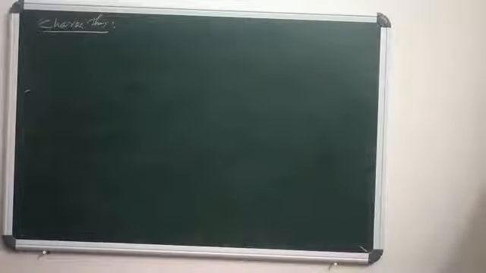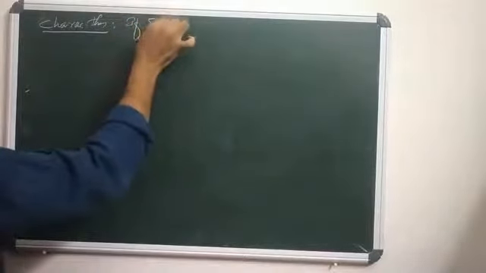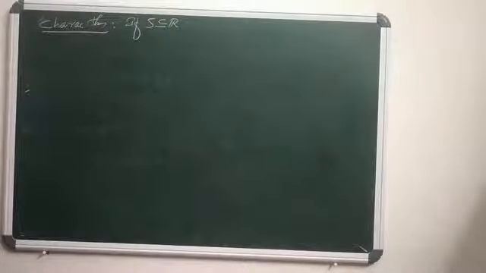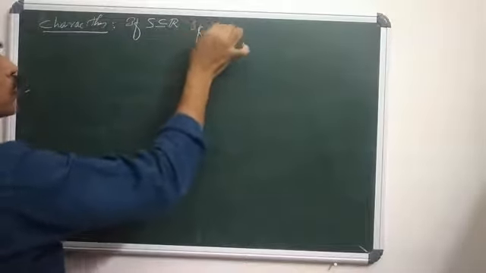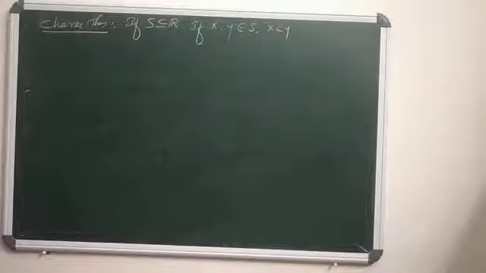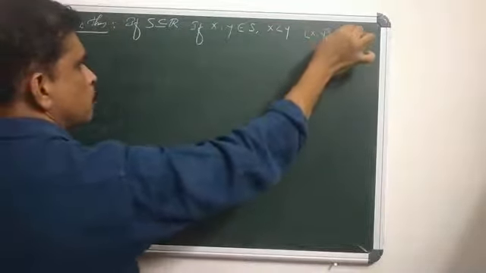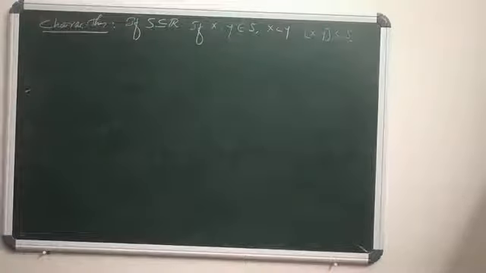So, the theorem states that if S is a non-empty subset of R that contains at least 2 points, and has the property that if x, y fall in S, x less than y, then the closed interval [x, y] is a part of S, then S is an interval.